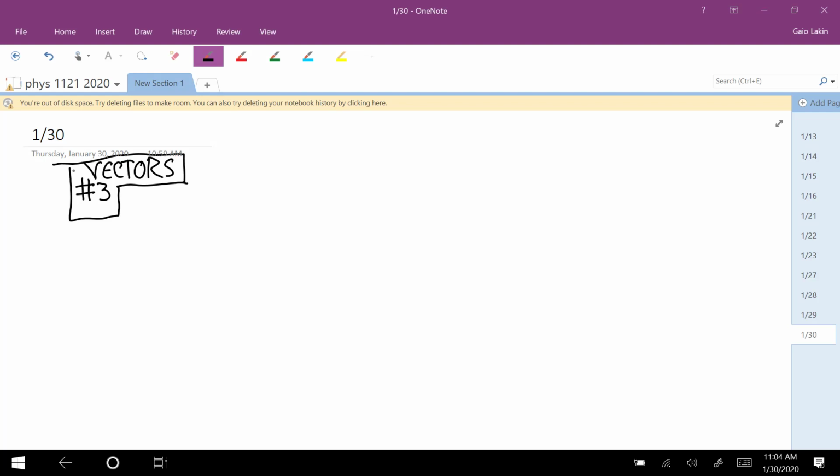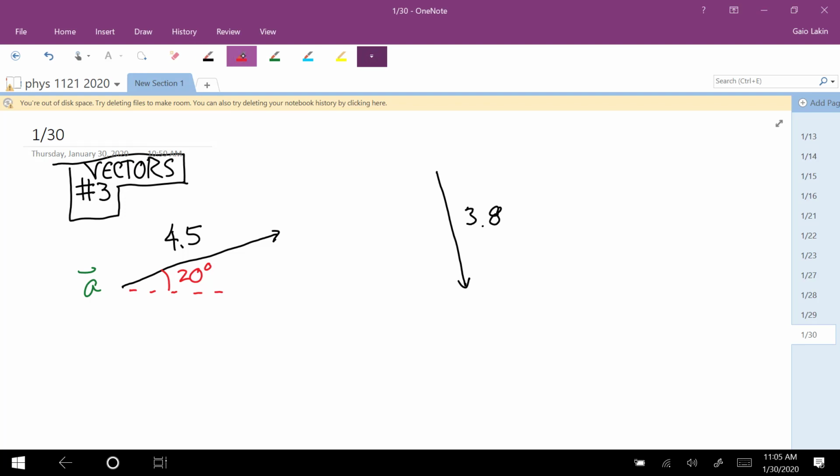So we have 2 vectors. This one has a length of 4.5, and it makes an angle of 20 degrees with the horizontal. This is the one we're calling A. And then B has a length of 3.8, and it makes an angle of 15 degrees with the vertical.